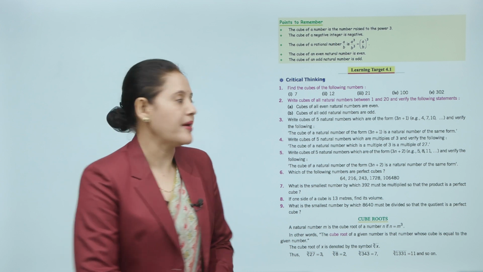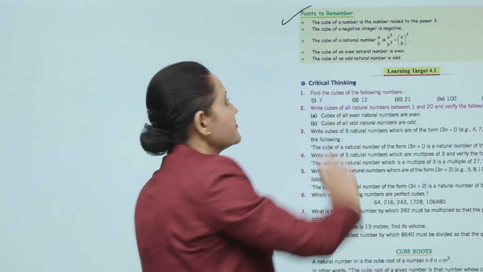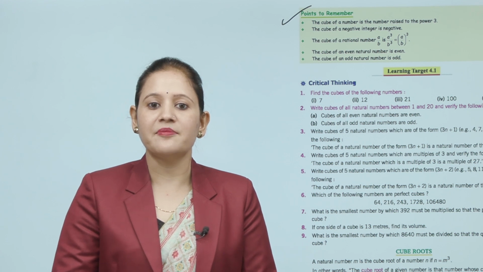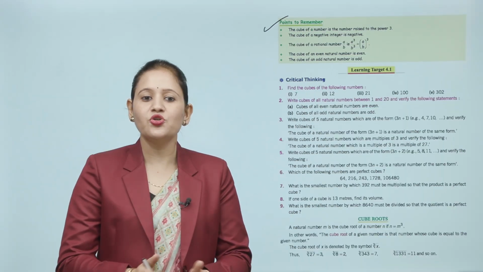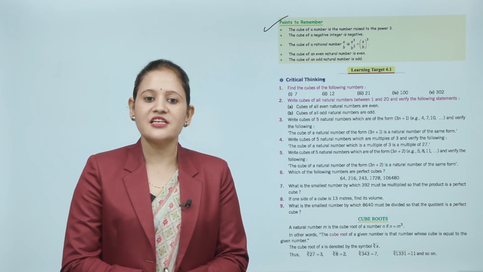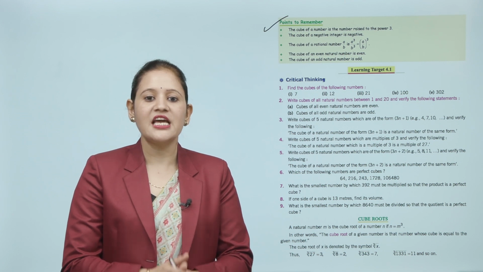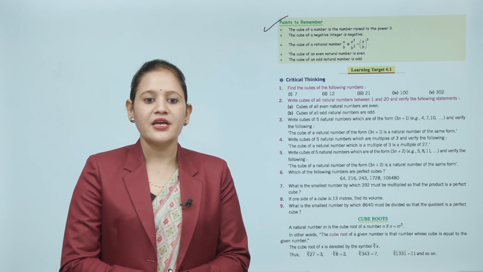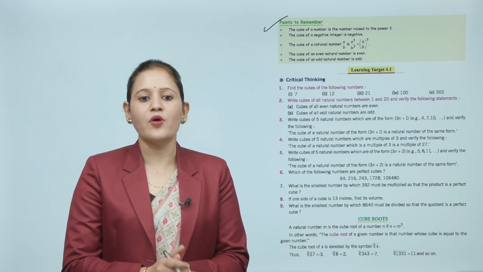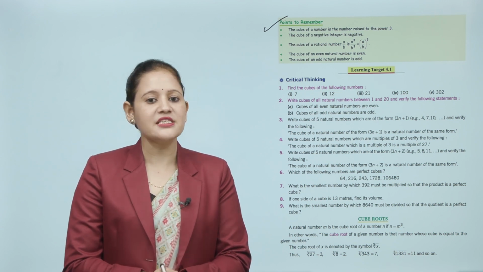Next, points to remember. The cube of a number is the number raised to the power 3. The cube of a negative integer is negative. The cube of a rational number a upon b is a cube upon b cube, or we can write a upon b का whole cube. The cube of an even natural number is even. The cube of an odd natural number is odd.